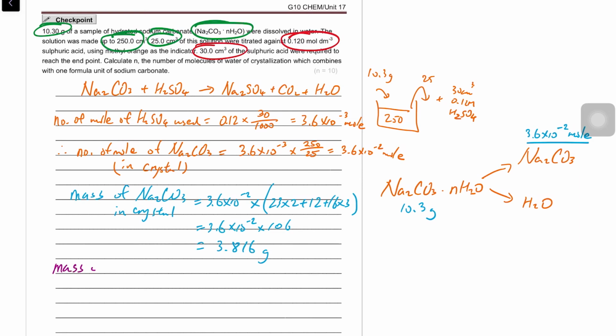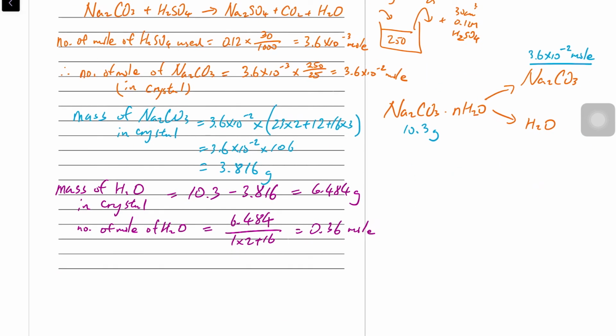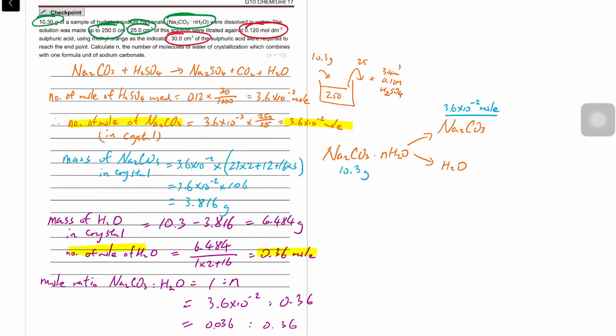Next one is the mass of water in the crystal. It's the crystal mass minus the sodium carbonate mass, like this, and of course converted into number of moles. So finally, we get what we want. This is the number of moles of H2O, and this is the number of moles of sodium carbonate. And here we have the mole ratio between sodium carbonate and water. According to the formula it is 1 to n, but with the real numbers, we got 1 to 10, so the value of n equals 10.